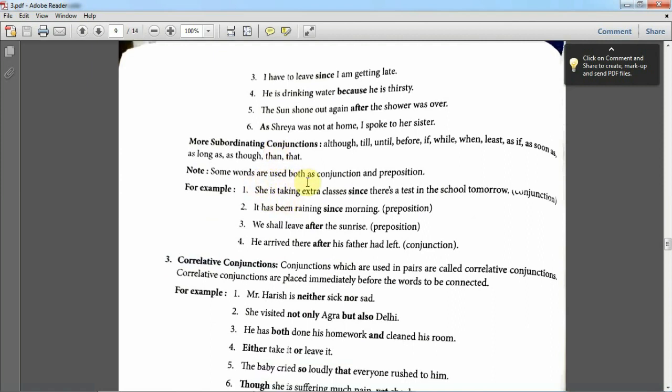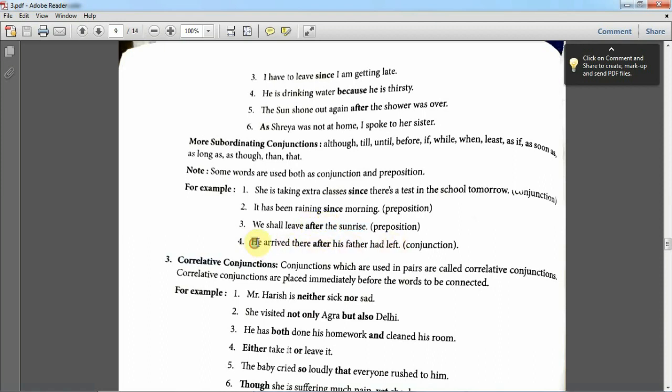Some words are used both as conjunction and preposition. There are certain words which are used both as conjunction and preposition, for example, since, after. So we shall leave after the sunrise. So here after is a preposition, since you can see that we shall leave is one sentence, and the sunrise is not a sentence. So after is a preposition.